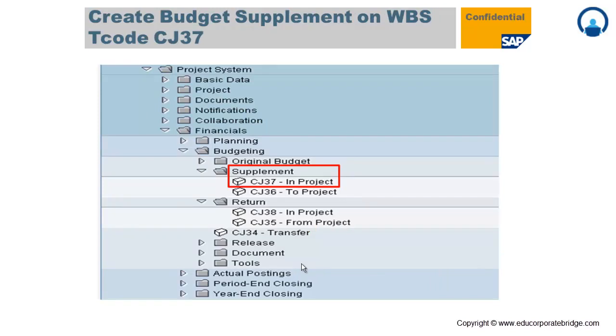To do the add-on budget, like if my project or my WBS work is going on, and that particular WBS or project has insufficient budget, and I need to do some supplementary budget to capture some more cost or more commitment, I need to do an add-on budget on the same. For the add-on budget or supplementary budgets, SAP provides a transaction code called CJ37.